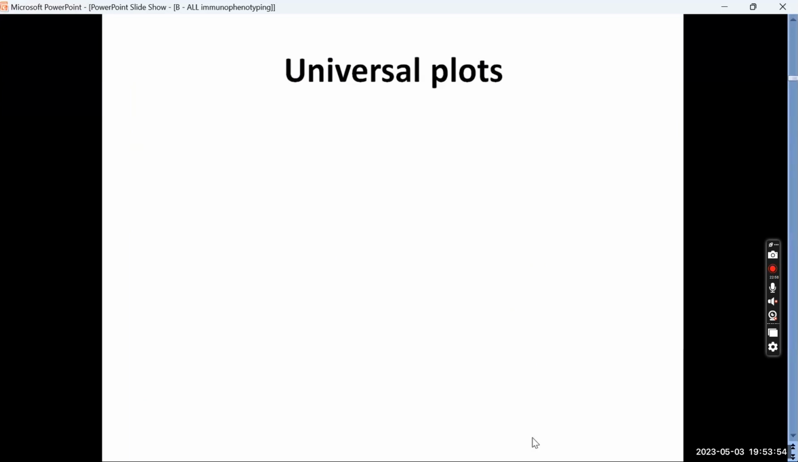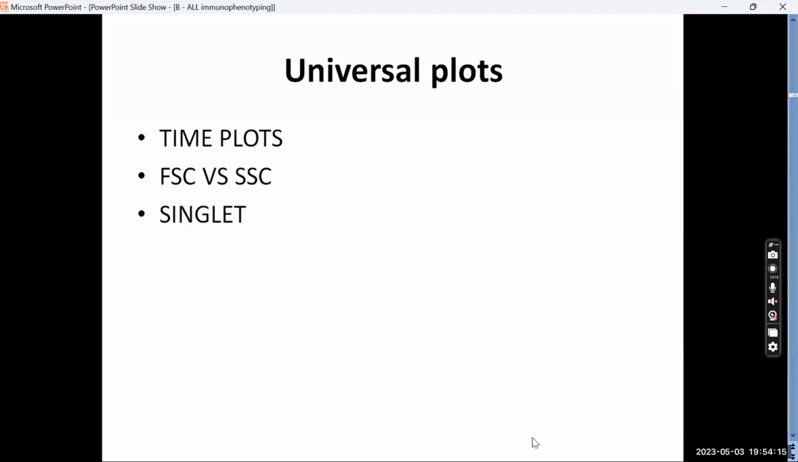So I told you about the universal plots or housekeeping plots. First, time plots, which will ensure a stable acquisition. Second, the forward scatter and side scatter plot helps you see where all the populations are, and it can help you eliminate the debris, which can be a nuisance in the subsequent plots. Third, select the singlets so that the doublets are excluded. How do you do a singlet gate? Forward scatter area versus forward scatter height. Then side scatter versus CD45. This is a very, very important plot, and it will tell you a lot of information.